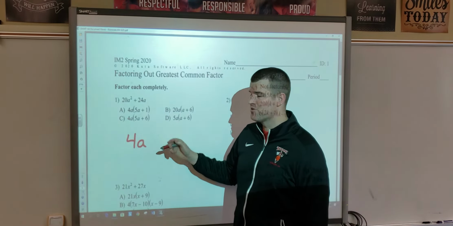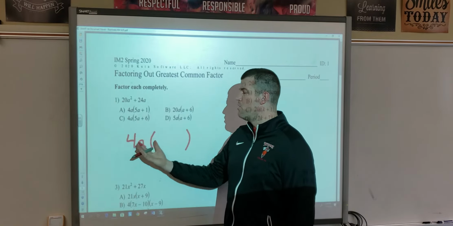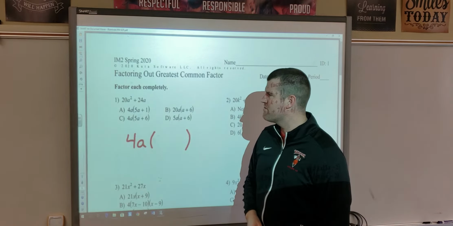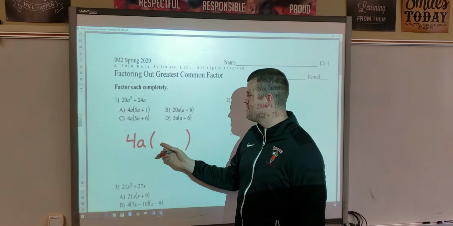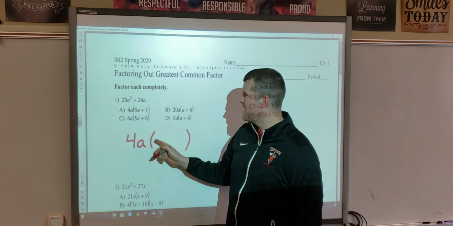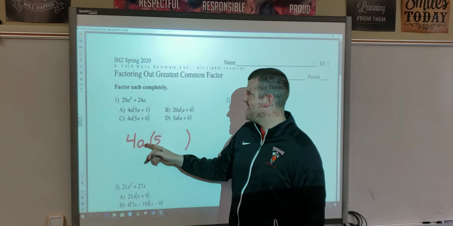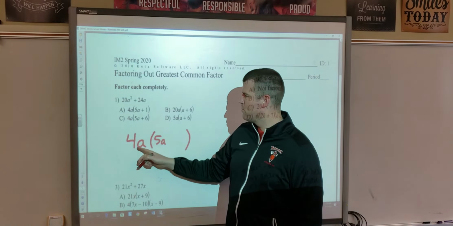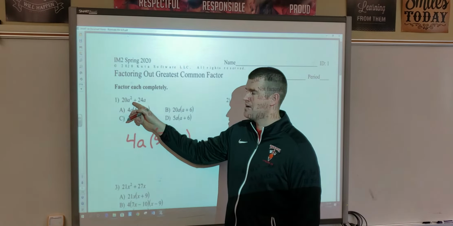To continue factoring, we need to put what will go in the parentheses so that it multiplies back to our original problem. So a couple ways you can do this. I usually just do it with mental math. I go, 4a times what would give me 20a squared. So I know 4 times 5 would give me 20, and then a times a would give me a squared. So if I do 4a times 5a, that gets me back to the 20a squared.